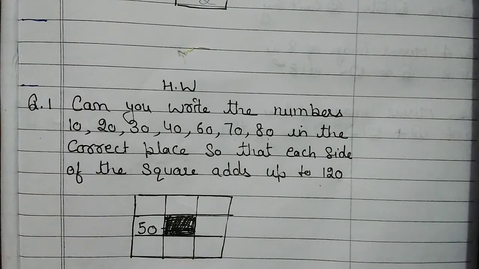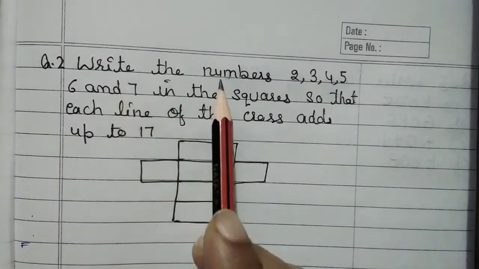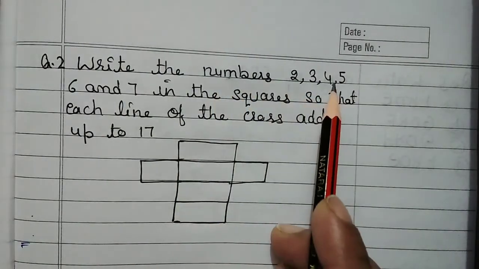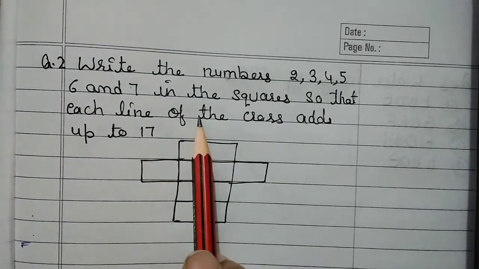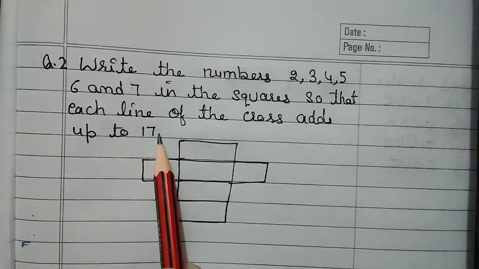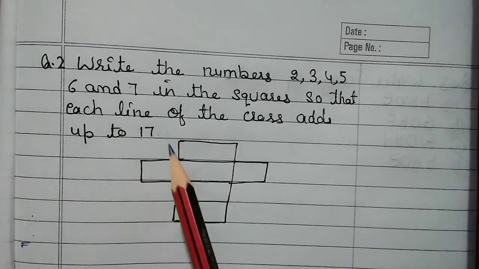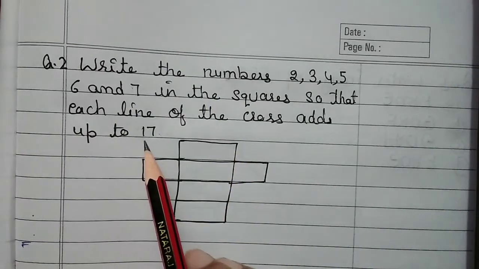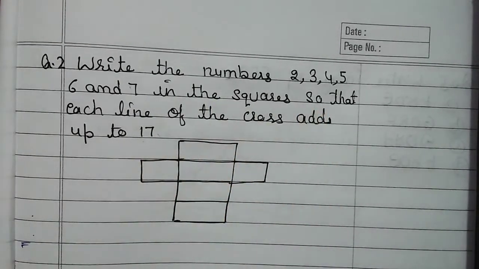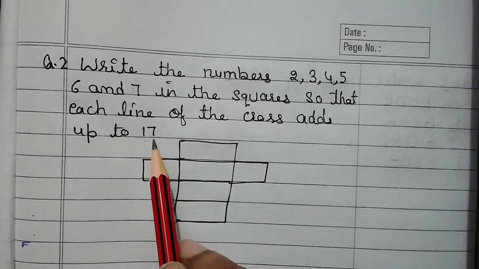Okay. Now second question. Write the numbers 2, 3, 4, 5, 6 and 7 in the square so that each line of the cross adds up to 17. In the previous question we discussed in classwork, we placed these digits so that the sum is 15. Now we place these digits so that we get the sum 17. So try this question by yourself.